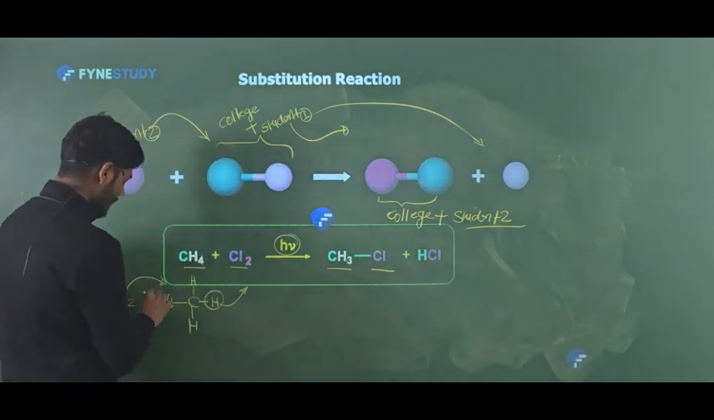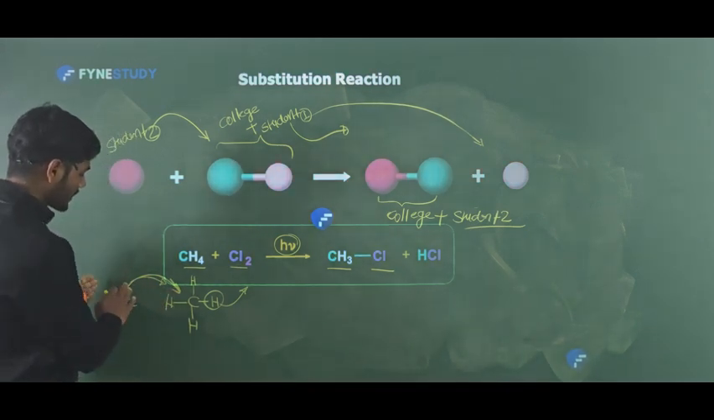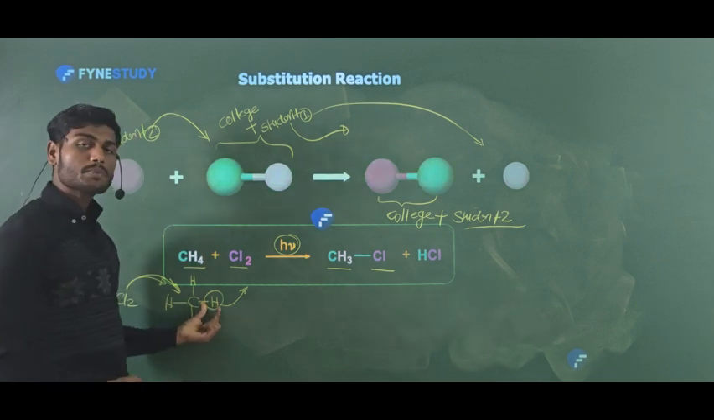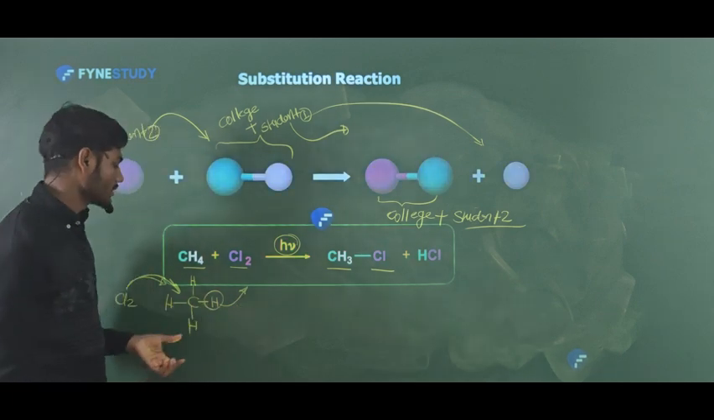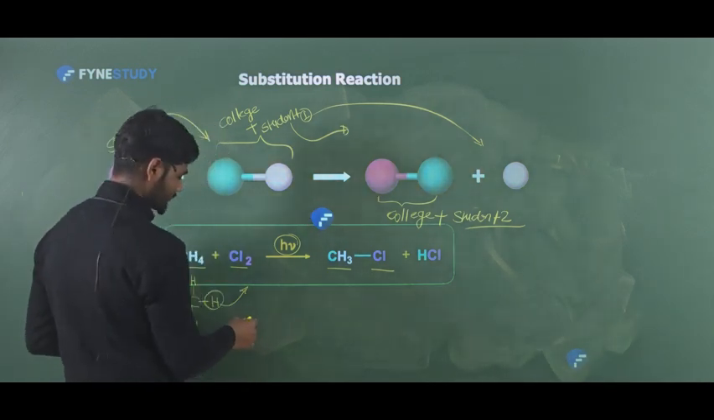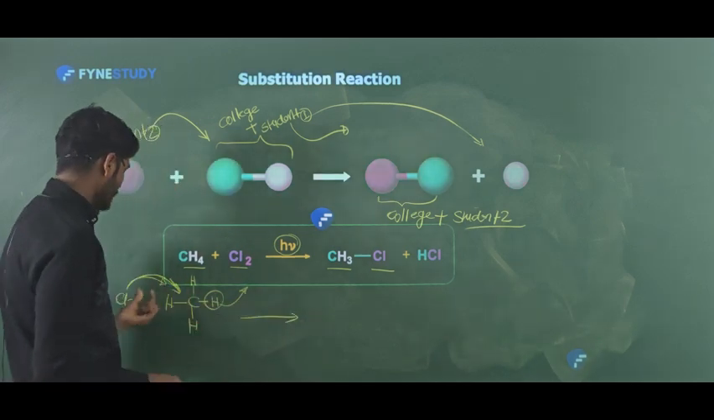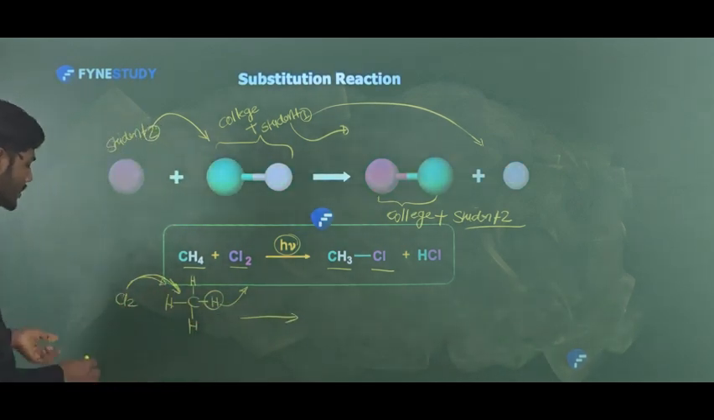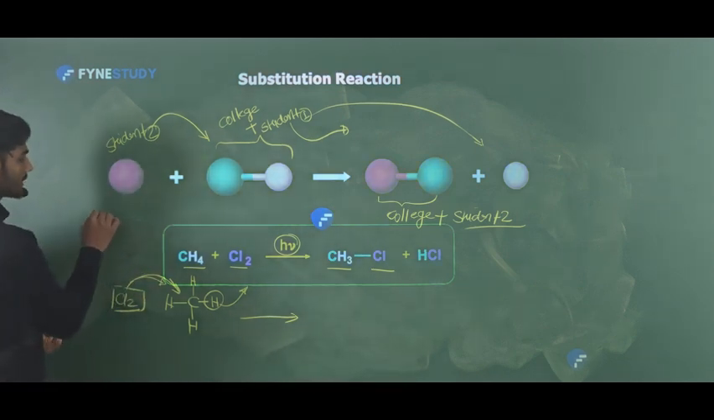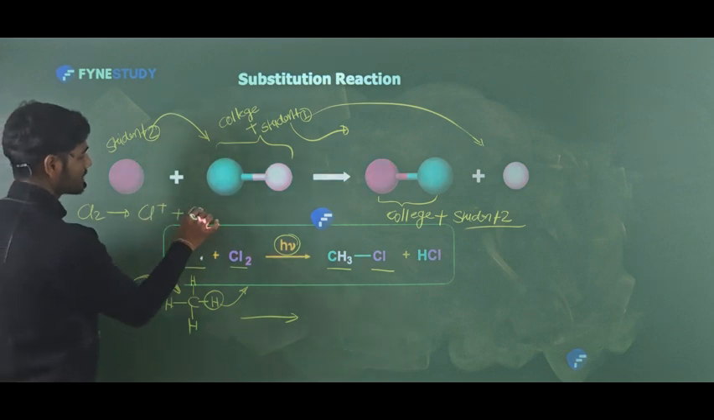See, if the chlorine wants to come here, the chlorine will approach the carbon, and at the same time one of the hydrogens will leave. So what will be happening here? Hydrogen will leave as a leaving group, and the chlorine here is Cl2. Initially Cl2 will break like this: Cl plus and Cl minus.